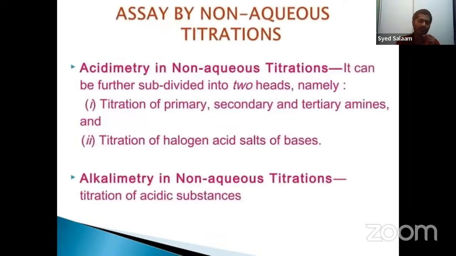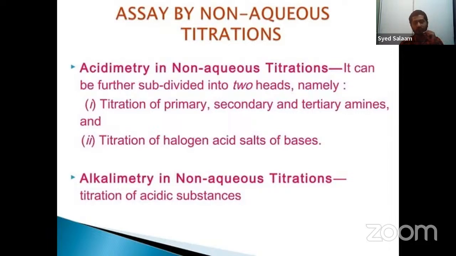Just as we have acidimetry and alkalimetry in aqueous titrations, in a similar way we will have them here also. Based on the titrant, it can be further divided. When you are titrating with acid, we call it acidimetry. When you take alkali in the burette, we call it alkalimetry.